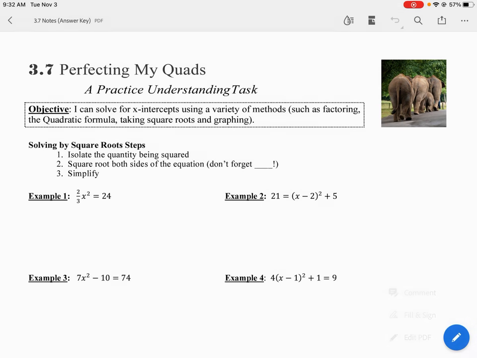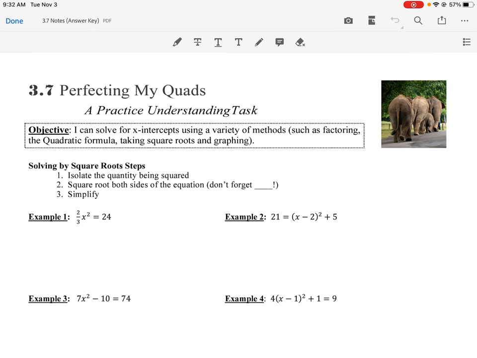Okay, today we're going to start looking at 3.7, perfecting my quads. So basically we're looking today at solving for your x-intercepts using a variety of methods. So we've already done factoring, we've used the quadratic formula, even graphing should be familiar. The only new one would be taking the square roots. So we're going to start with that to make sure we understand the concept.